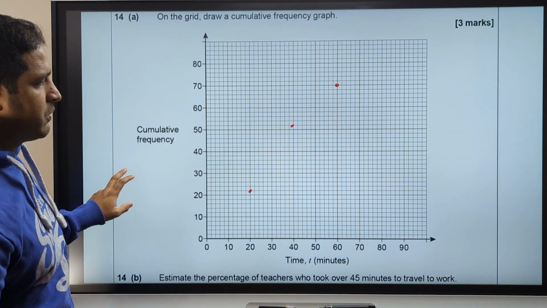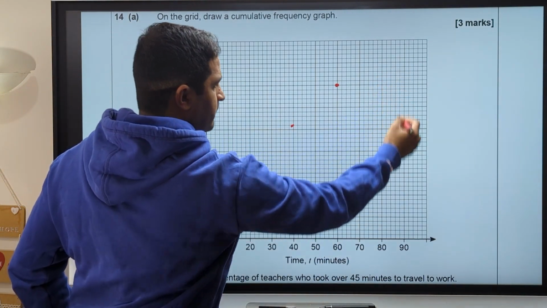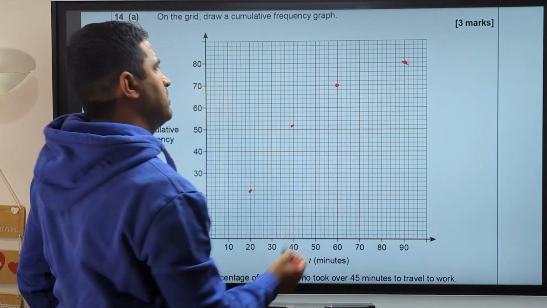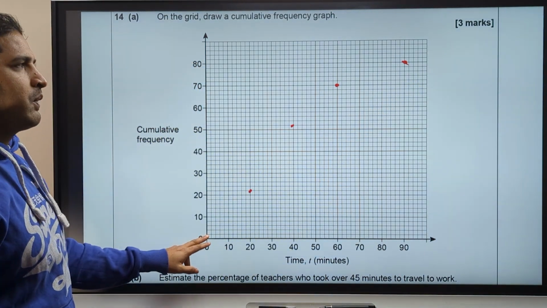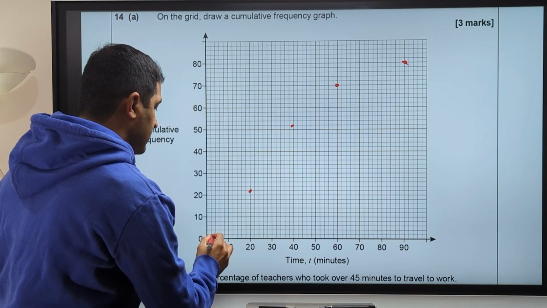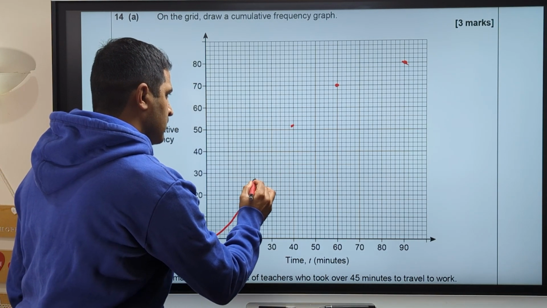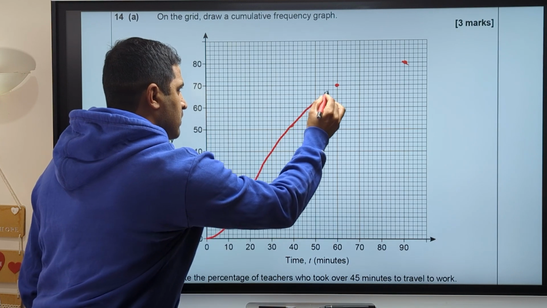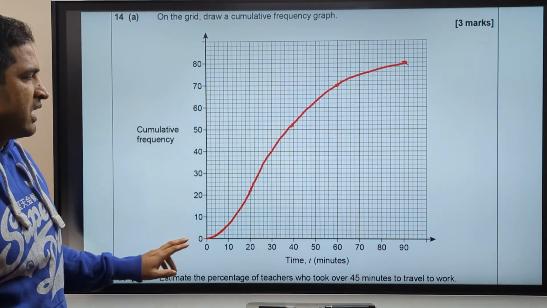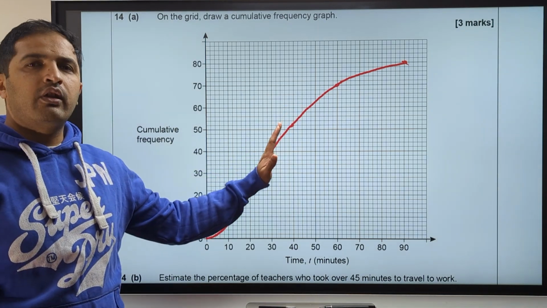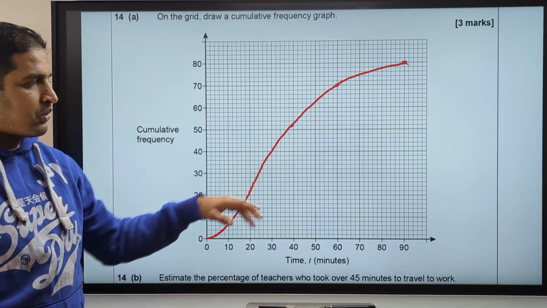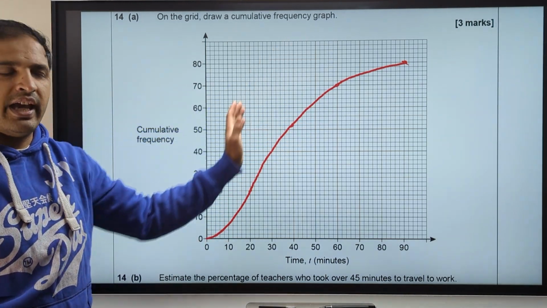And then the last one was less than 90, was 80. And then all you have to do is, starting from 0, 0, use a smooth curve and join them up. I will find it difficult. You shouldn't. So it always generally gives you that S curve, cumulative frequency diagram. It generally rises high in the middle, slows down on either end. And that's what's called the cumulative frequency curve, that S curve.